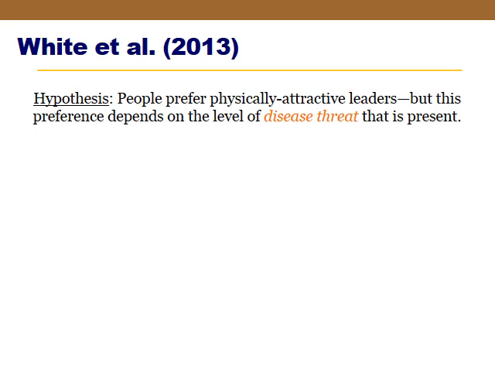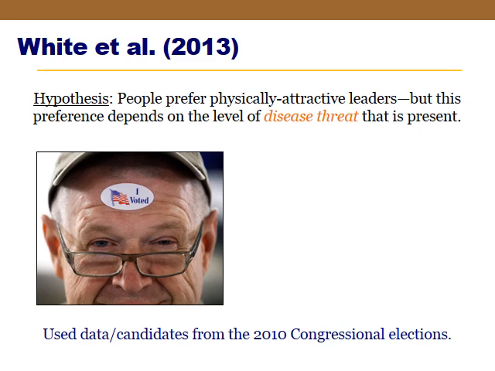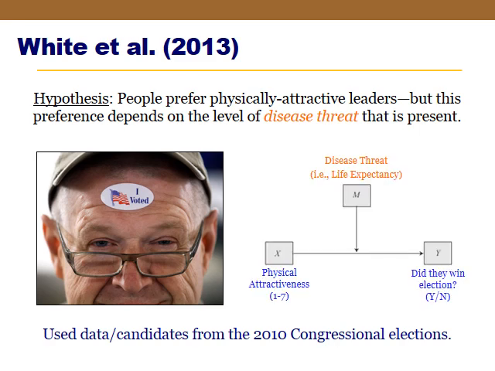So that's what this study set out to test. They predicted that people generally prefer physically attractive leaders, but this effect would depend on how much disease threat is present. In other words, in areas where there's reason to be concerned about a candidate's health, this relationship might be stronger or weaker than in areas where people tend to be healthier. So here is how they went about looking at this. They actually used the actual data and candidates from the 2010 U.S. congressional elections. And here's the model that they set out to test.